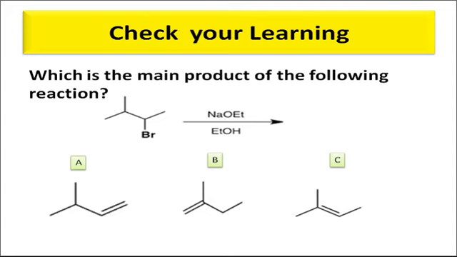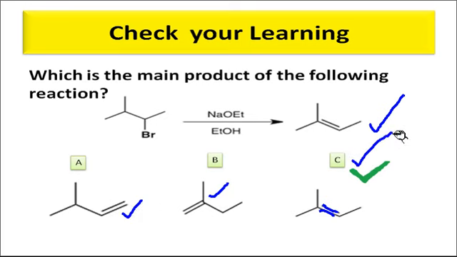Now check your learning. Which is the main product of the following reaction? Look at the reaction here. Which will be the major product? Pause the video for a minute and think for its answer. Yes, you are right. This is the major product. Why? Because in this product, the doubly bonded carbon atoms have more substituent groups, while in the other case there are fewer substituent groups. So the major product will be C.